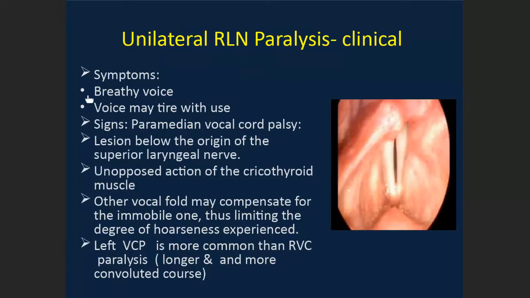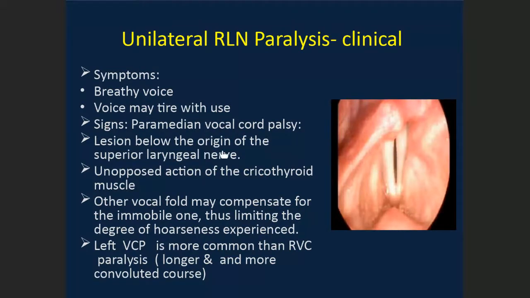Symptoms: the patient will have a breathy voice. Why breathy voice? Because the vocal cord will not close, leading to the escape of air. When he is speaking, he will also have breathing coming with that speech. This is called breathy voice. Maybe tired with use. Sign: it will be paramedian vocal cord paralysis. He will have paramedian vocal cord paralysis.